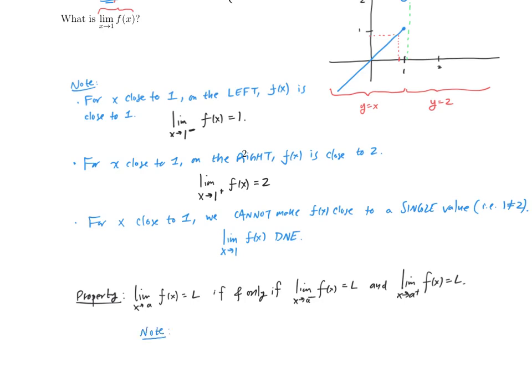So the observation to make, and we'll make this again on a future video, is if the limit as x approaches a from the left of a function is not equal to the limit as x approaches a from the right, so the function is behaving differently to either side of a, then the limit as x approaches a of the function does not exist. That is, if the one-sided limits from the left and the right do not agree, the limit does not exist.